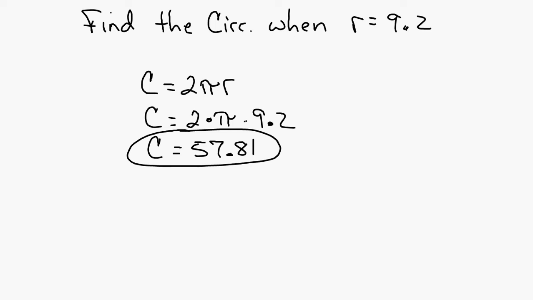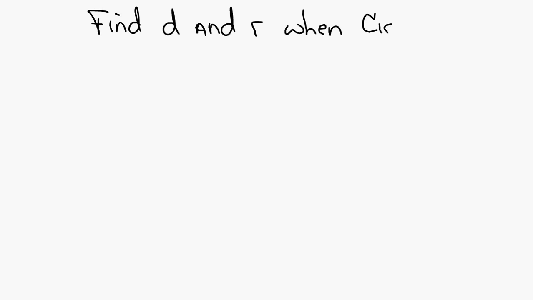Got it? All right, let's do one more. Find D, which is diameter, and R, which is radius, when circumference equals 77.8. So you write out the formula that circumference divided by pi equals diameter. And then you can substitute. 77.8 divided by pi equals diameter.